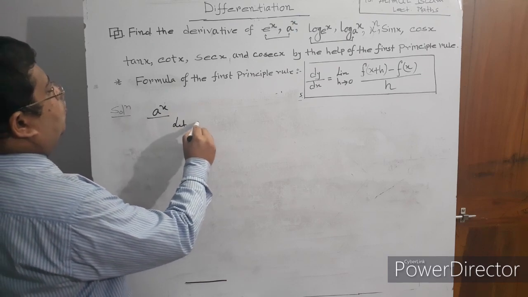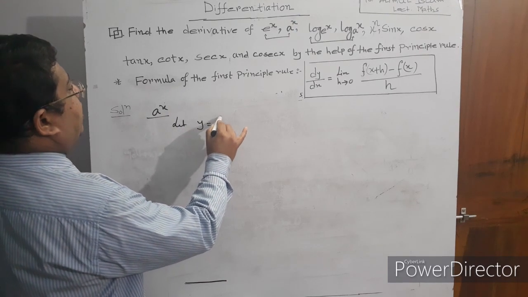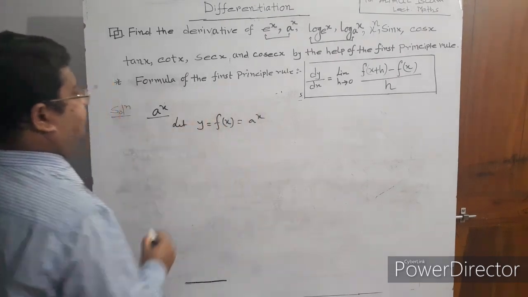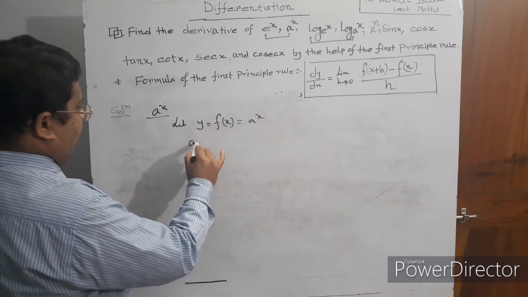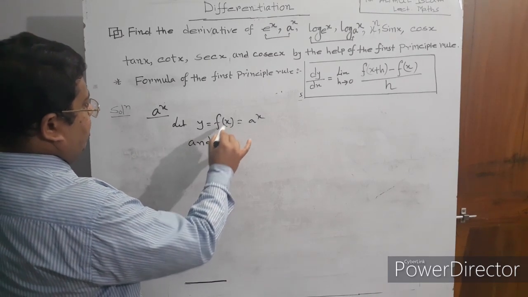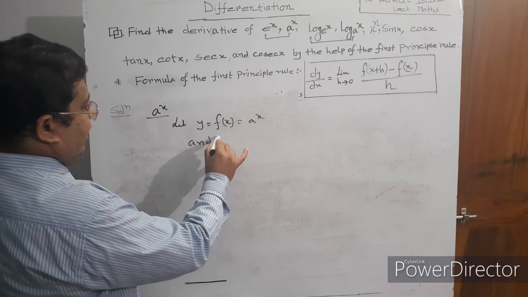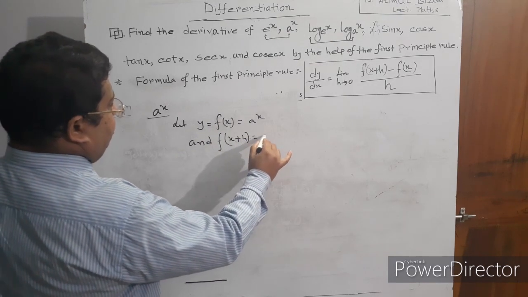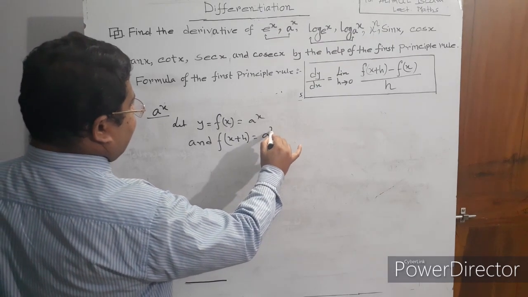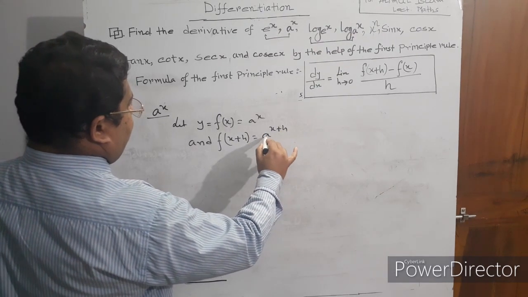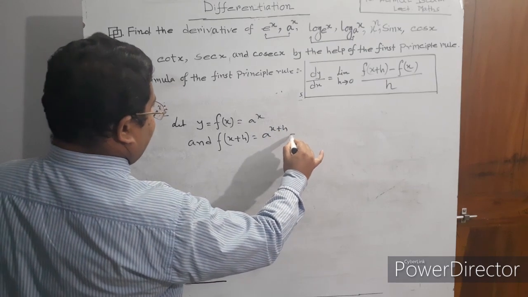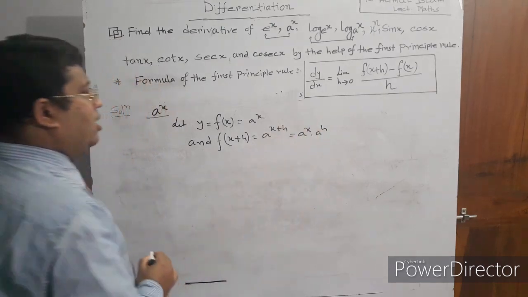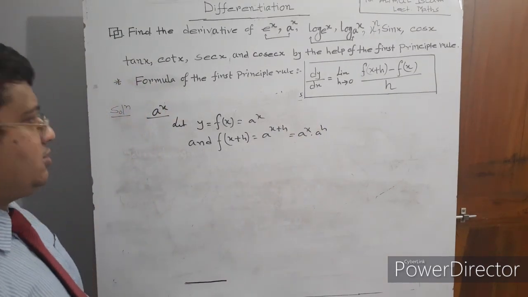Let y is a function of x, equal to a to the power x. And instead of x, I write x plus h. Then it will also change here to x plus h. A to the power x plus h can be written separately as a to the power x, a to the power h. Base same, then the powers can be written separately.